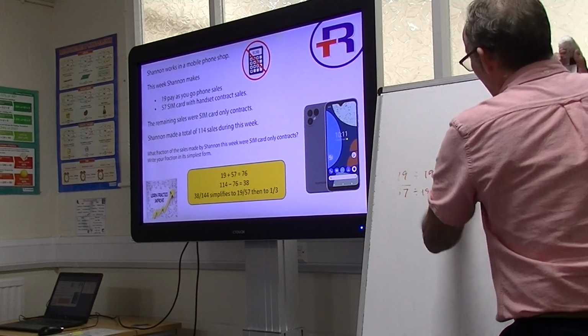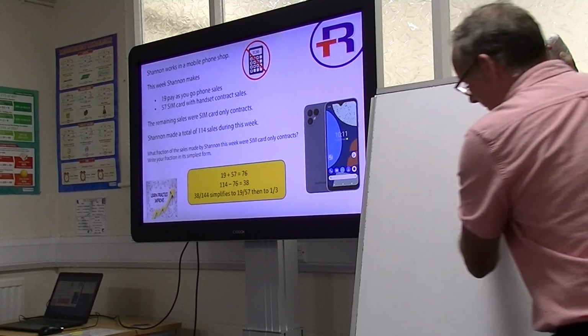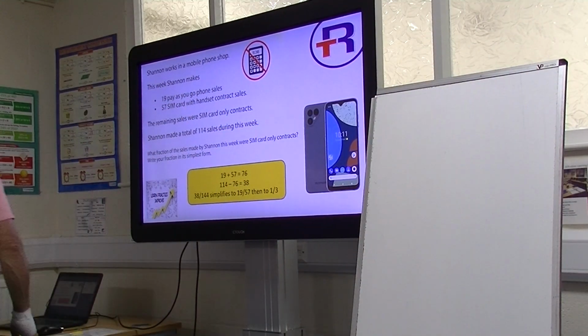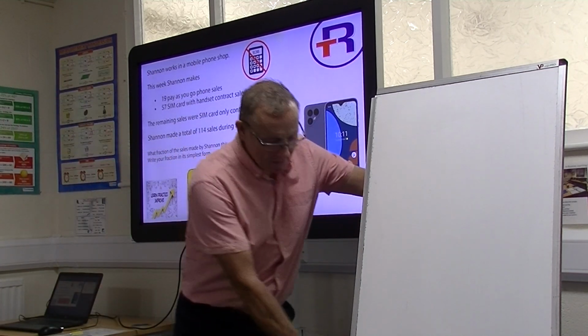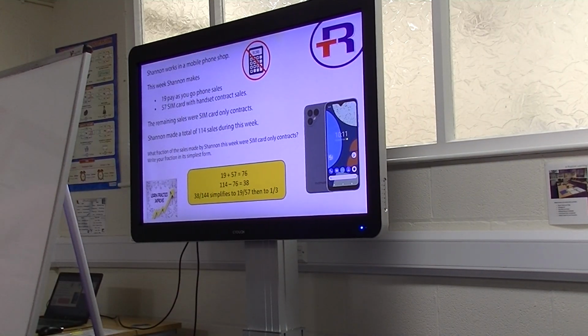With fractions anyway. So, let's start to mix things up a bit now. Let's make it a bit more tricky. We're going to start to look at some improper fractions and some mixed numbers. Okay. First of all, let's identify what they are. What's an improper fraction and what's a mixed number?